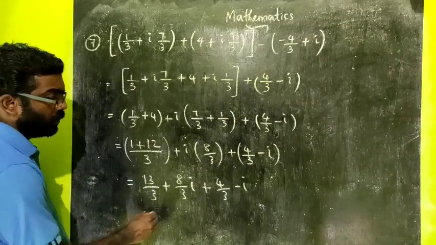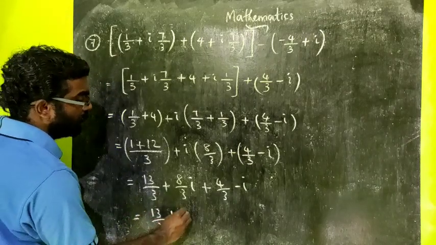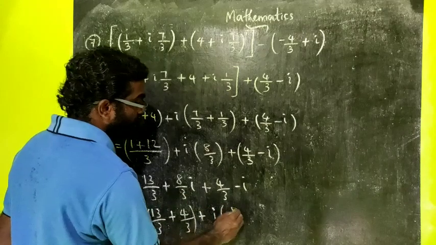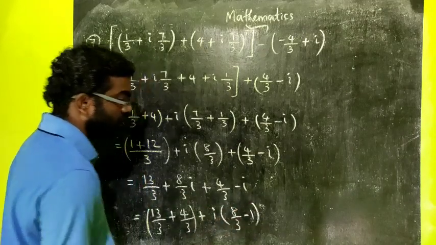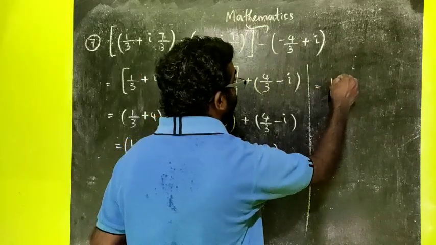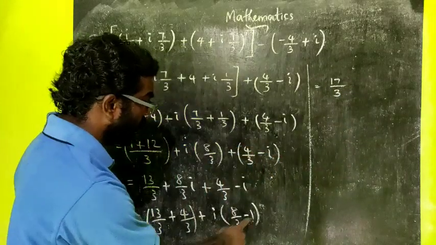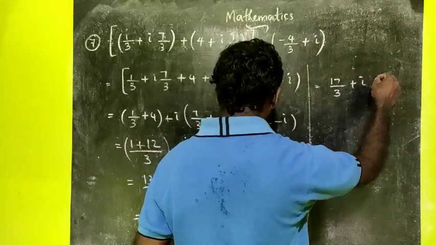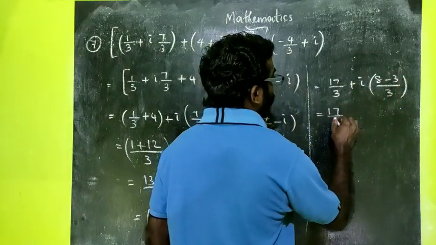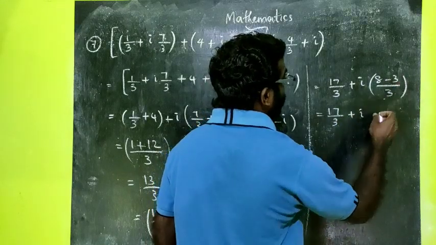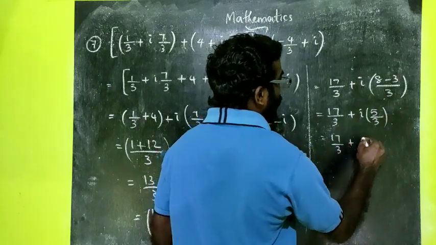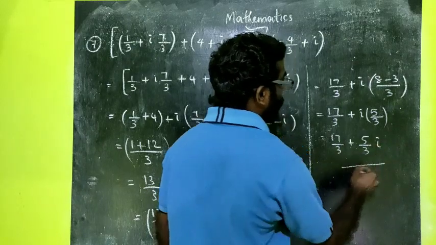Again we can collect the real parts. 13 by 3 plus 4 by 3, then plus i into, here only 8 by 3, here minus 1. Okay, now we can add these two values. 13 plus 4, 17 by 3, which is equal to 17 by 3. Here we can cross multiply, plus i into 8 minus 3 by 3, which is equal to 17 by 3 plus i into 8 minus 3, 5 divided by 3. Or we can write 17 by 3 plus 5 by 3 i. Clear?